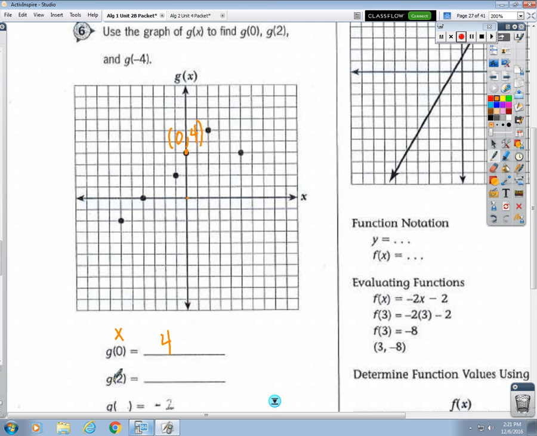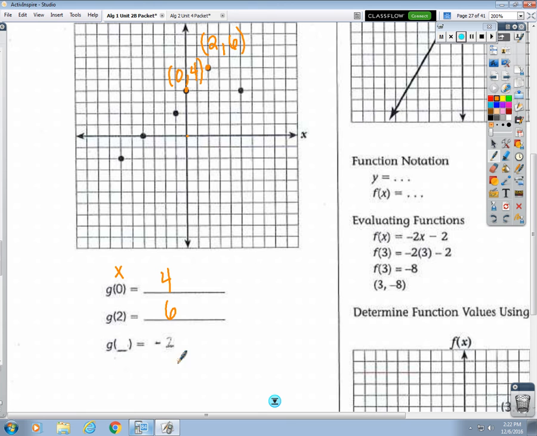Okay, for the next one, g of 2. Doesn't that mean that the x value is 2? So you need to find an ordered pair up there that has an x value of 2. So go to 2 on the x-axis. Wouldn't that point have an x value of 2? What is its y value? 6. So g of 2 equals 6.